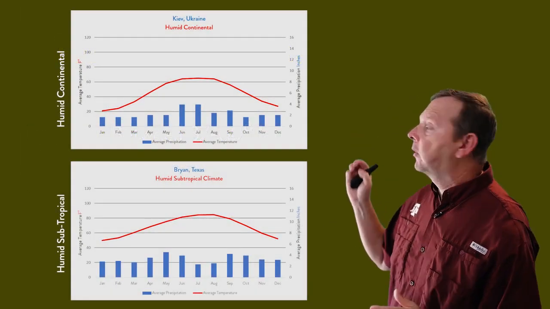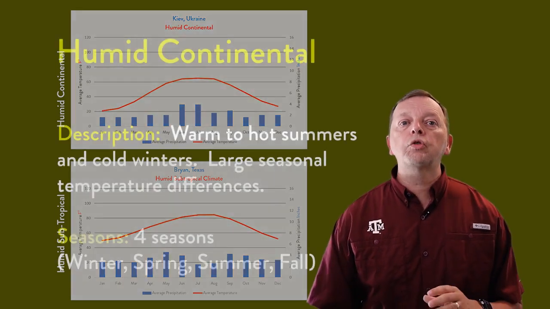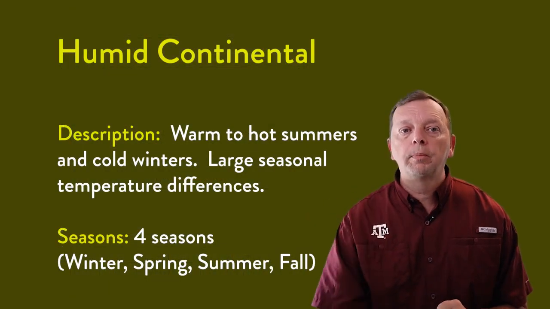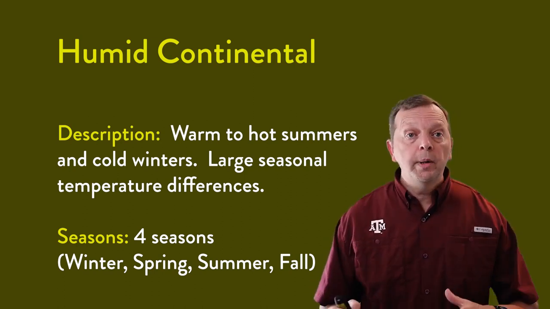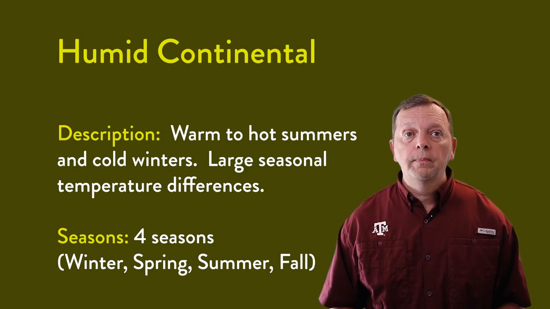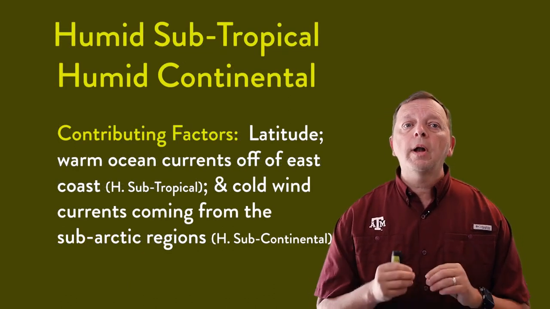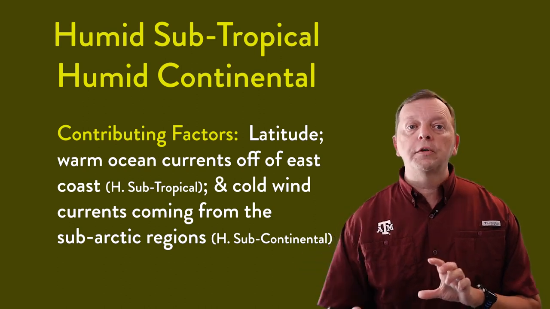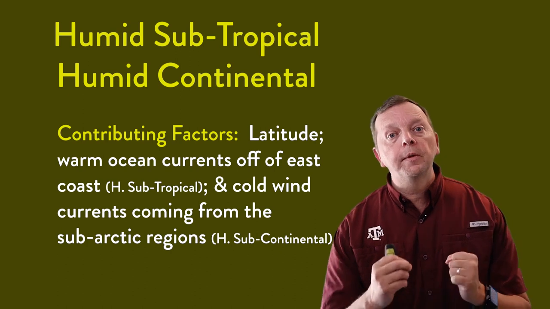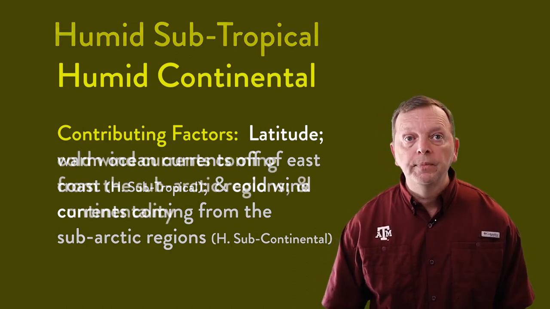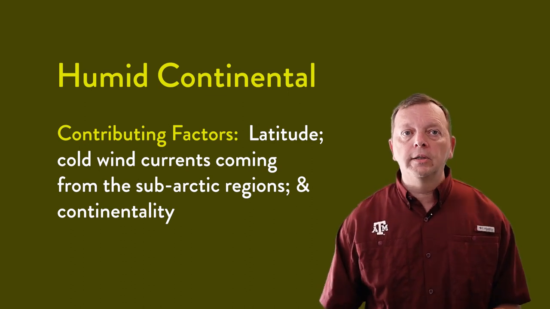Now, by looking at the climate graphs of each of these climates, we find that the humid continental climate has a much stronger seasonal pattern of temperature and precipitation than we find in a humid subtropical climate. The winters tend to be much drier and colder than its summers. Now, the major climate factors that form these two climates are once again latitude, but also we have the warm ocean currents for the humid subtropical climate and the effect of cold wind currents coming from the poles for the humid continental climate. Another factor that helps form the humid continental climate is something called continentality.